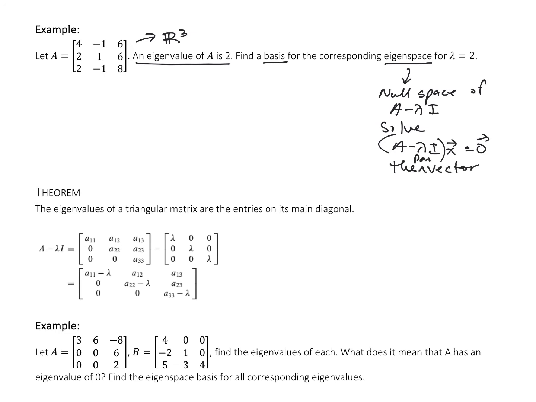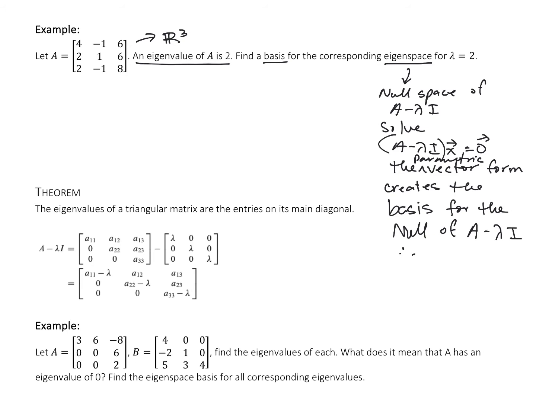the parametric vector form creates the basis. The vectors in the parametric vector form create the basis for the null space of A minus lambda I. Therefore, it's the basis of the eigenspace.